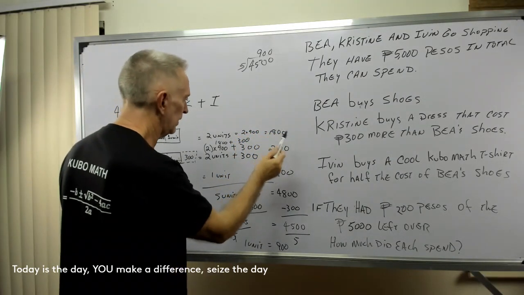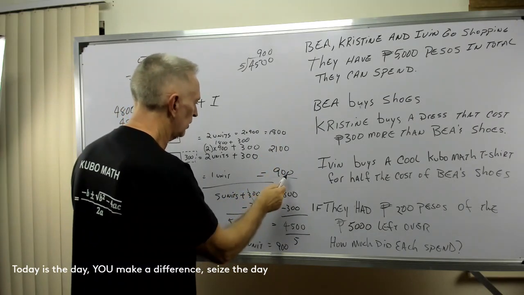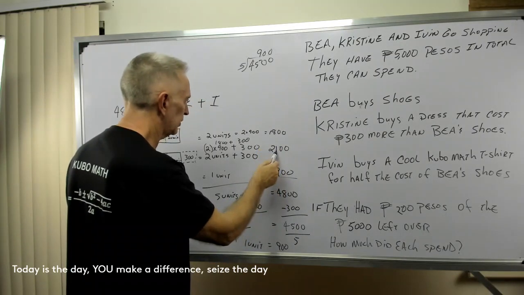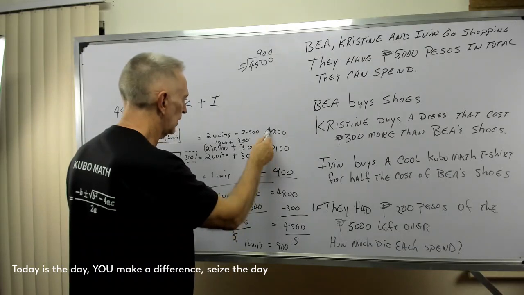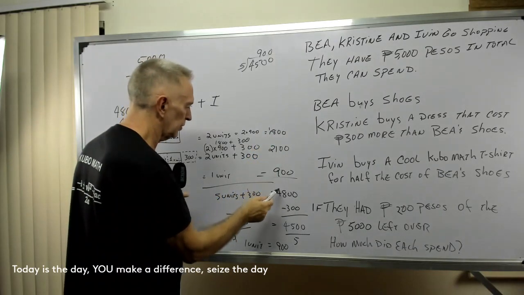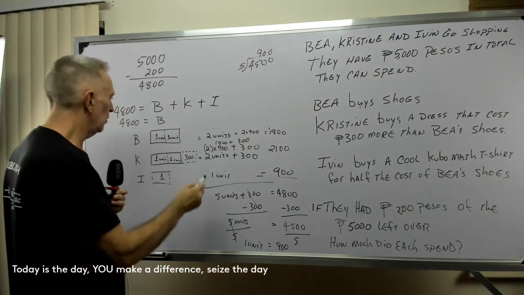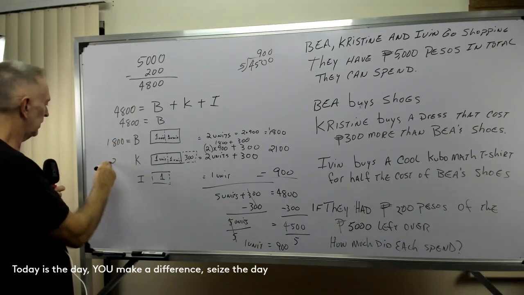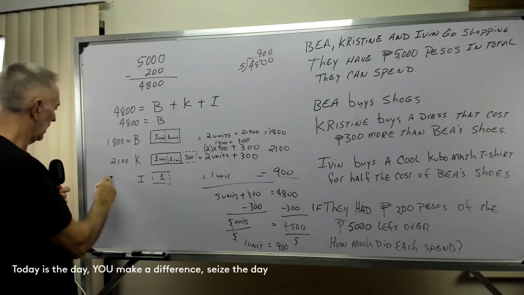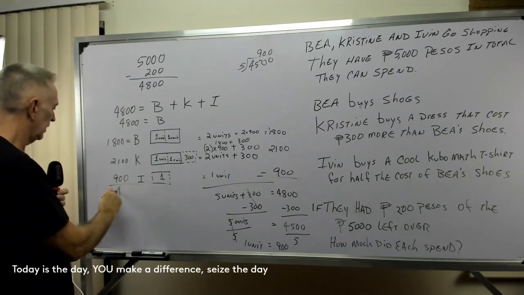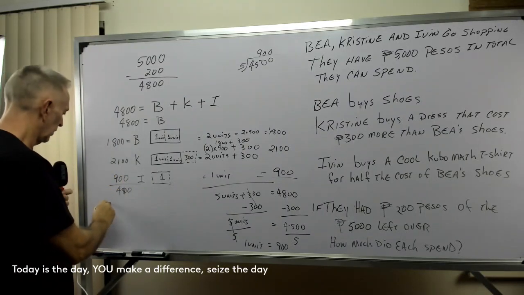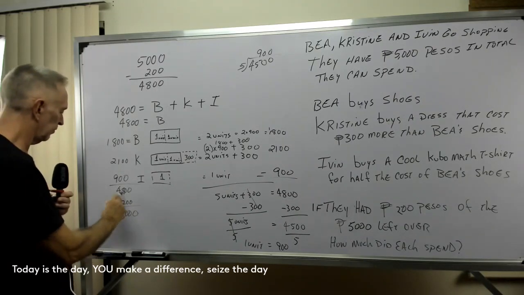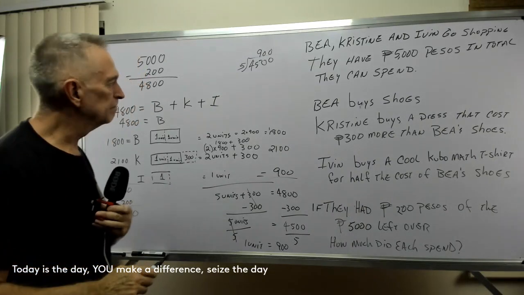So now I have 1,800 plus 2,100 plus 900. 9 plus 1 is 10, plus 8 is 18. Carry the 1. 1 plus 1 is 2, plus 2 is 4. So that's 4,800. Bea spent 1,800. Kristine spent 2,100. And Ivin spent 900. That was the 4,800. They brought 200 back to their parents. So plus 200 would give me the original 5,000 that they were given.